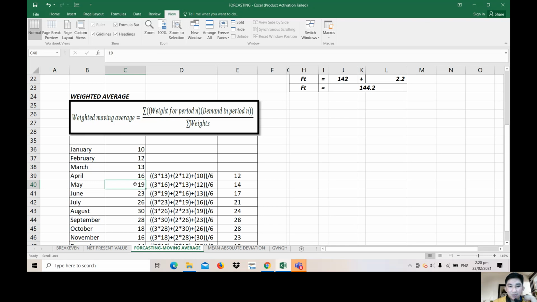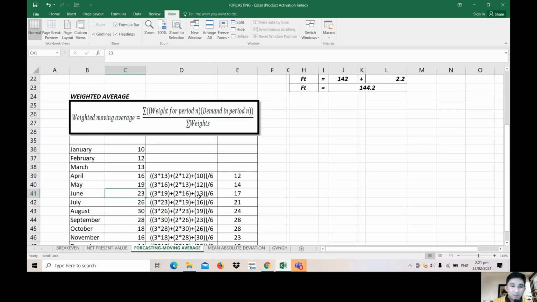In May, we will be using another 3 sets of months before the month of forecast, 12, 13, and 16. Okay, 16 times 3, 13 times 2, 12 times 1. Ganun pa din na, divided by 6, 14. So 14 yung forecast, the actual is 9. So medyo may big discrepancy pa din.